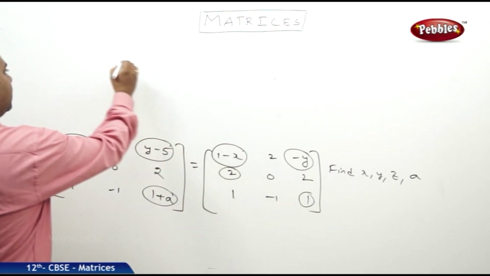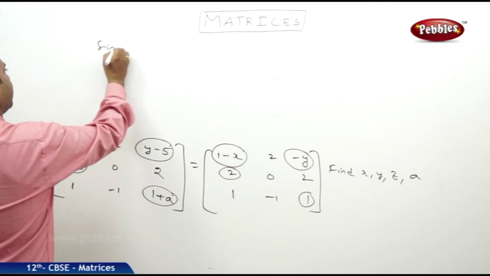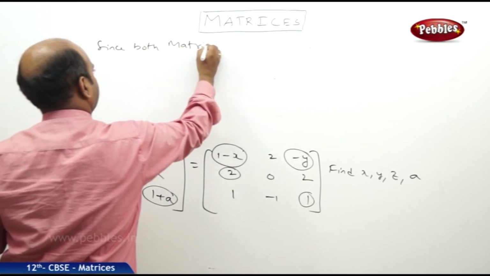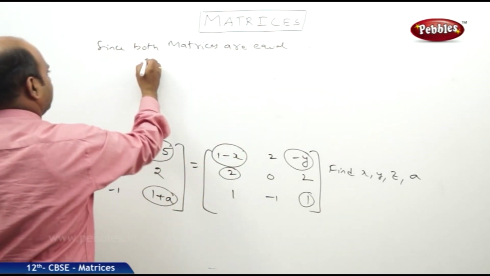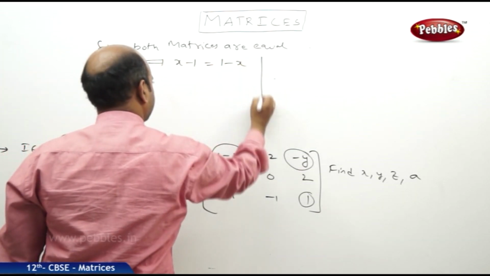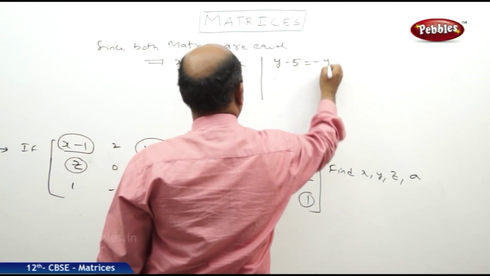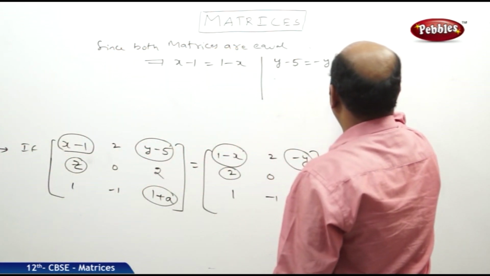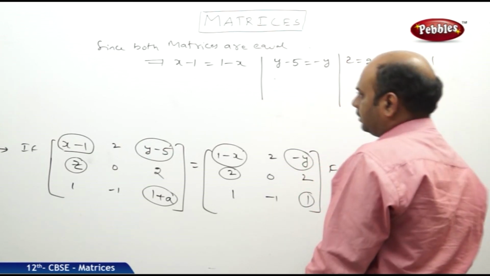So what I will be doing? Therefore, since both matrices are equal, that implies what happens? x minus 1 is equal to 1 minus x. Next, y minus 5 equal to minus y. Later, z equal to 2. Later, 1 plus a equal to 1.